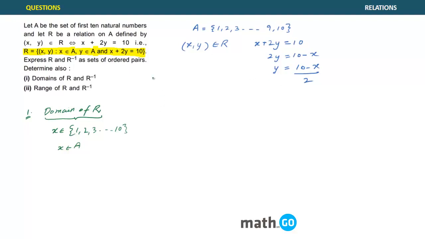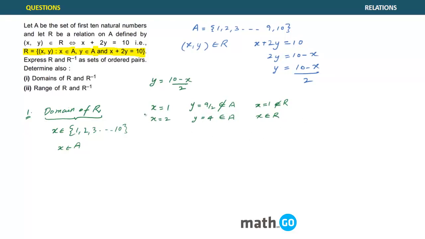Your y here is y equal to (10 minus x) by 2. Let's start by putting x equal to 1. What will you get for y? You will get 9 by 2. Does this value belong to A? No. So x equal to 1 does not belong to the relation. This is how you should see it, because you are not getting a value of y which belongs to set A. If I put x equal to 2, you will get y equal to 4 this time, which belongs to A. So this is also belonging to the relation R.